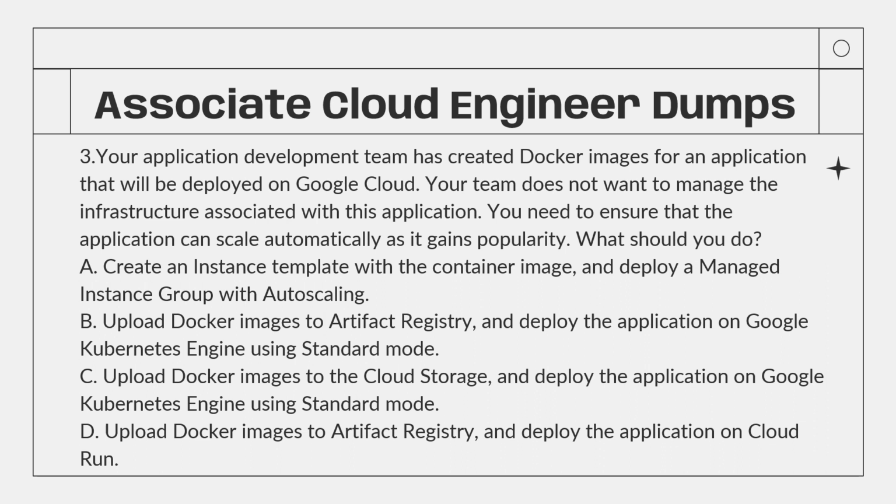B. Upload Docker images to Artifact Registry, and deploy the application on Google Kubernetes Engine using standard mode. C. Upload Docker images to the cloud storage, and deploy the application on Google Kubernetes Engine using standard mode. D. Upload Docker images to Artifact Registry, and deploy the application on Cloud Run.